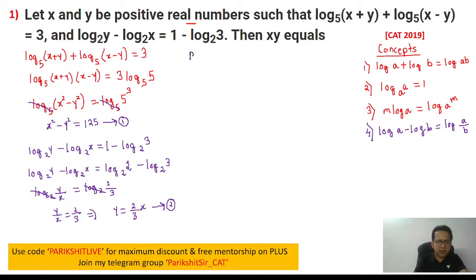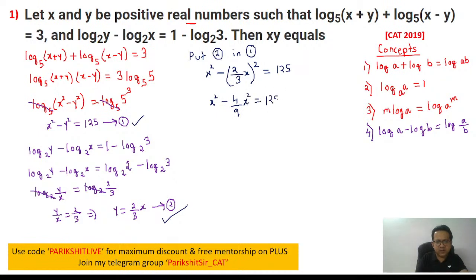Put 2 in 1. Equation 2, can you see? We'll put it in equation 1. So x square minus y square. What is y? We already have it from equation 2: 2 by 3 x whole square. So x square minus y square is equal to 125. So x square minus 4 by 9 x square is equal to 125.